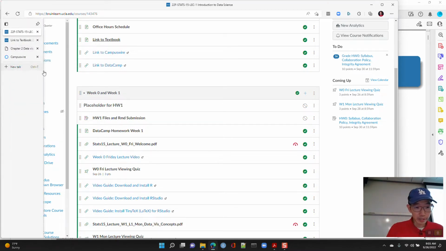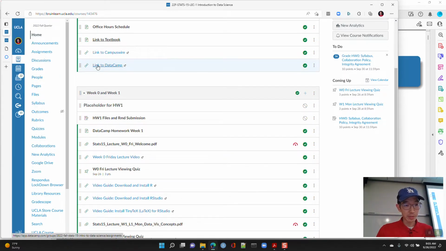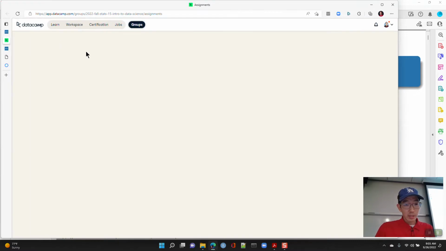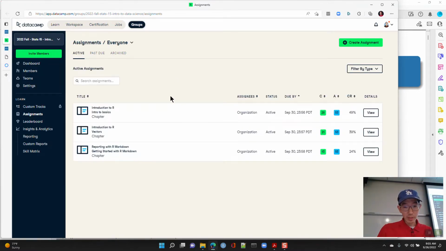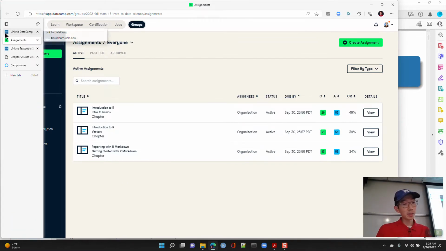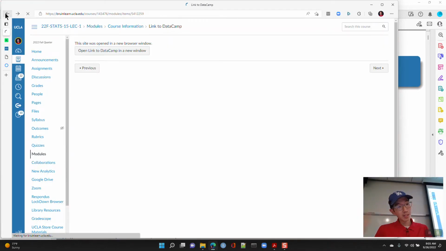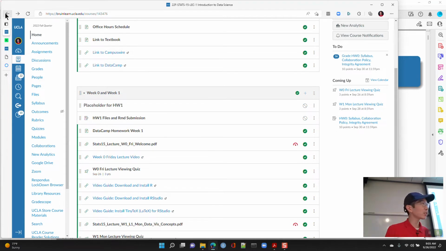And on DataCamp, you should be able to see the assignments. I don't know what it looks like for you, but I think I assigned 3 chapters. There's Introduction to R, and I assigned 2 chapters from there. And then there's Reporting with R Markdown, and I assigned 1 chapter from there. You only have to do the chapters that are assigned. You don't have to do the entire course. If you want to, there's no stopping you, okay?